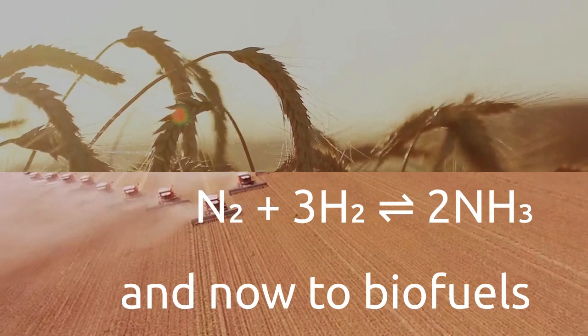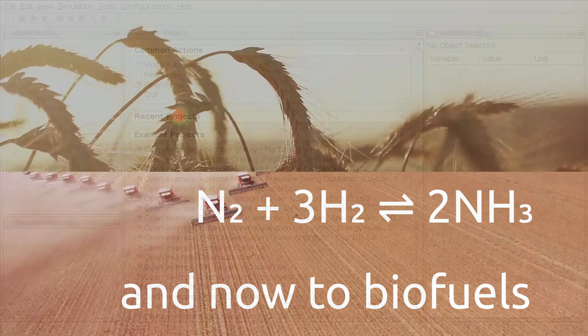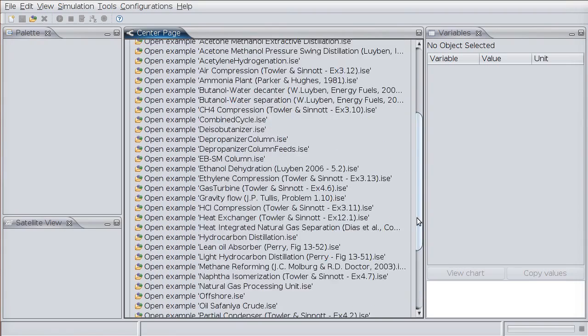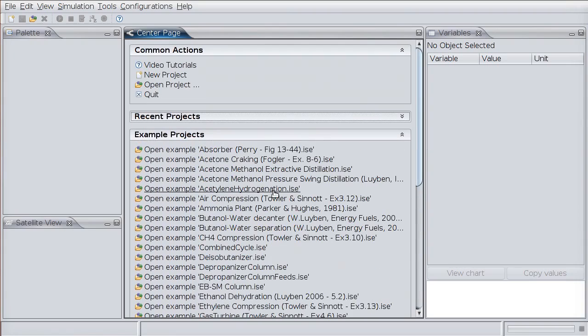Do you know the Haber-Bosch process for ammonia synthesis? Let me guide you through the simulation of this process. The easy equation-oriented simulator comes with several ready-to-use examples. One of these examples is the ammonia plant for the ammonia synthesis process.